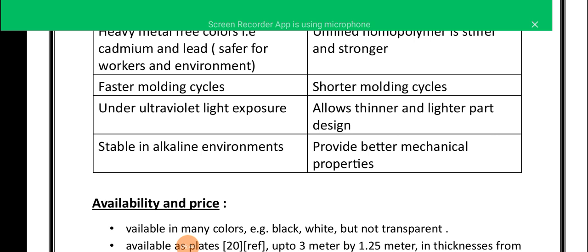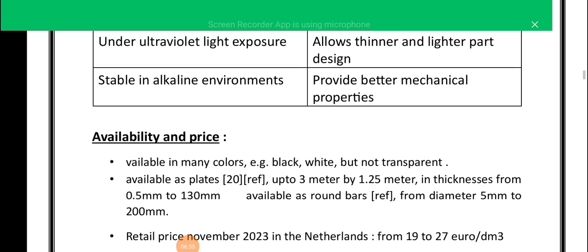Acetal copolymer reacts under ultraviolet light exposure, while acetal homopolymer allows thinner and lighter part designs. Acetal copolymer is stable in alkaline environments, while acetal homopolymer provides better mechanical properties.